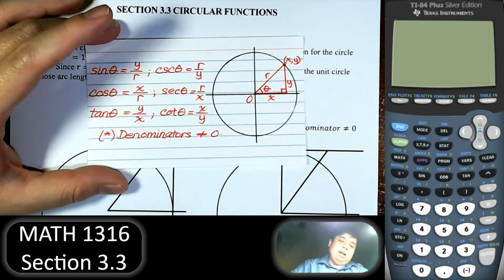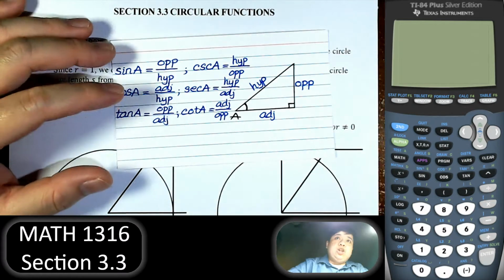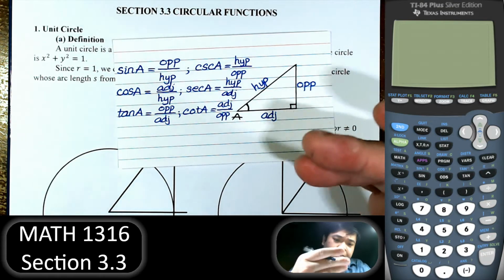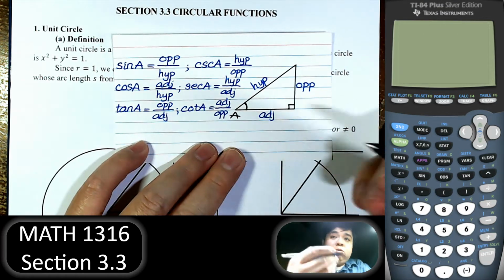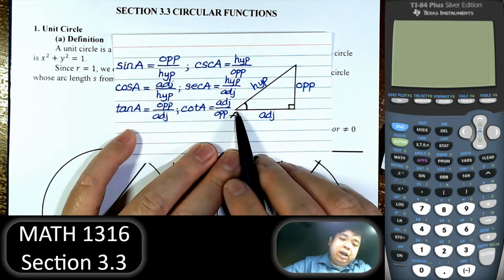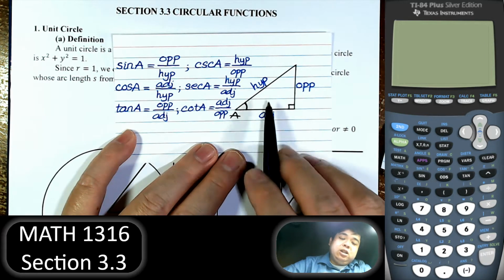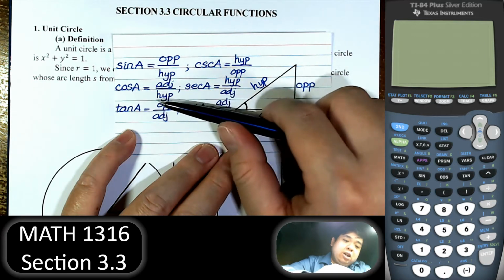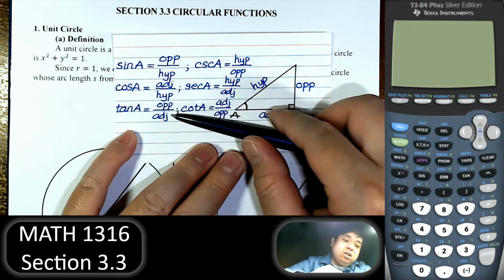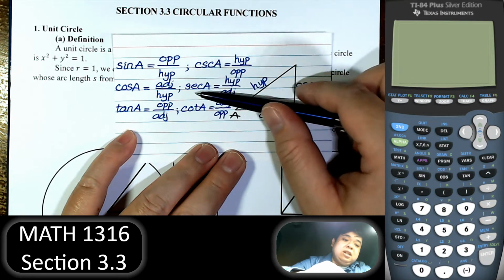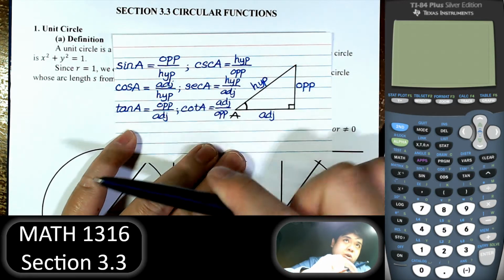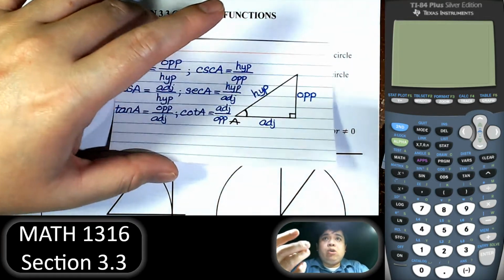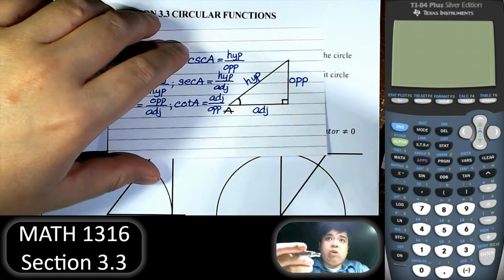Now, in chapter 2, we defined trigonometric functions on an acute angle, or for a right triangle. In that case, for the angle A, we have the opposite side, adjacent and hypotenuse. Sine is opposite over hypotenuse, cosine is adjacent over hypotenuse, and tangent is opposite over adjacent. Cosecant, secant, and cotangent are reciprocals of sine, cosine, and tangent respectively. So those are two different ways to define trigonometric functions.